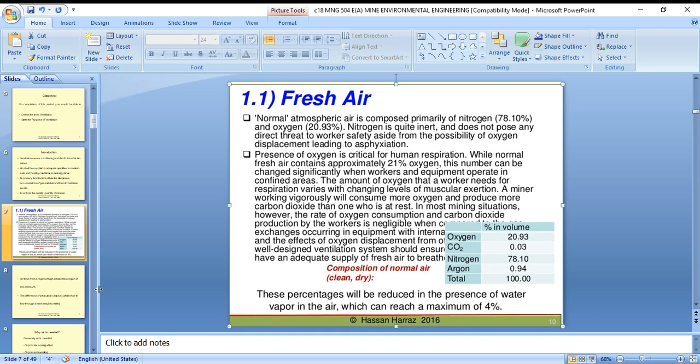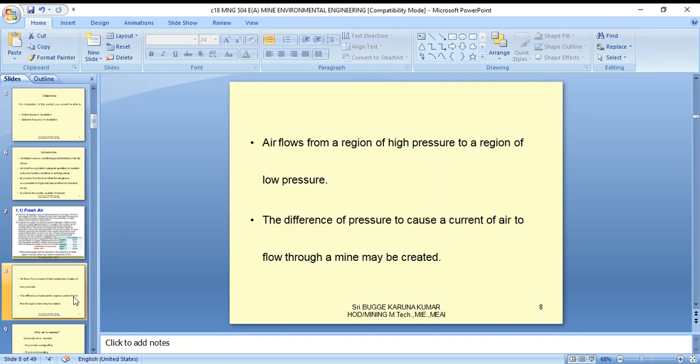Then, air flows from a region of high pressure to a region of low pressure. This is a very general principle of the traveling of air in nature. Well, this is the principle of air flowing.